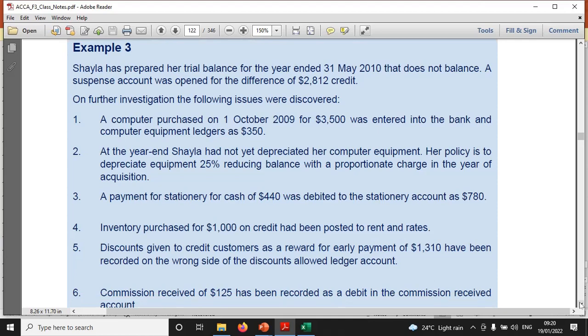What's the name of this person? Sheila, isn't it? Sheila has prepared her trial balance for the year ended 31st May 2010. That does not balance. A suspense account was opened with a difference of how much? 2812. Are you seeing that? And they have mentioned credits. On further investigation, the following issues were discovered. Let's now look at the requirement down here.